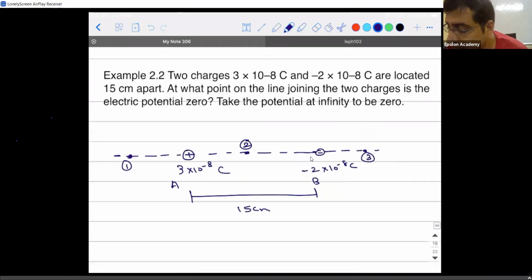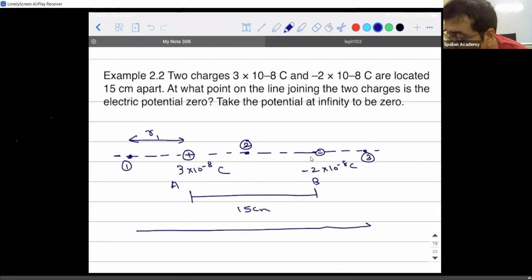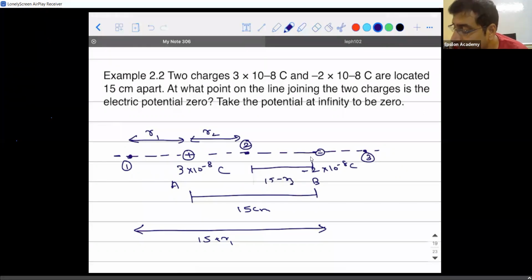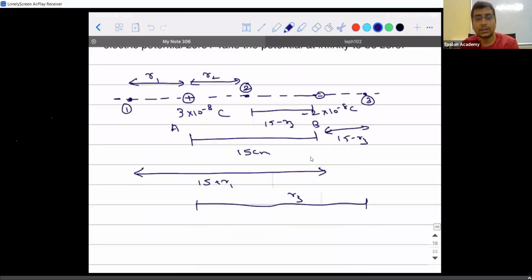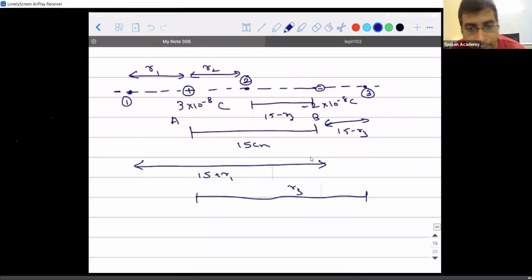Secondly, if I take this distance as R1, then this distance will be 15 plus R1. Suppose I take this distance as R2, then this distance will be 15 minus R2. If I take this distance as R3, then this distance will be 15 minus R3. There are 3 different distances that you're going to get.